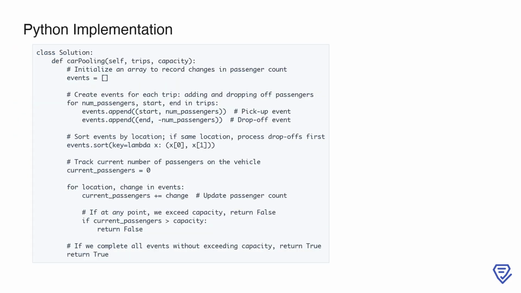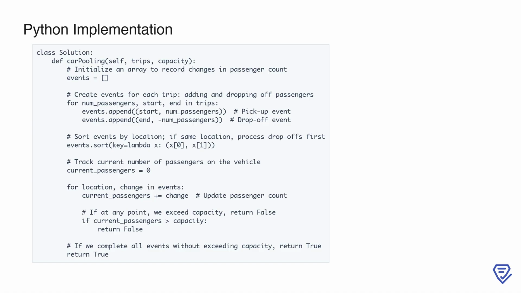This implementation solves the carpooling problem by using a simulation approach with event sorting. First, we initialize an empty list called events to store all changes in passenger count at specific points along the route. For each trip in the input, we create two events, one for picking up passengers, positive count, and one for dropping them off, negative count. Both events are added to the events list.